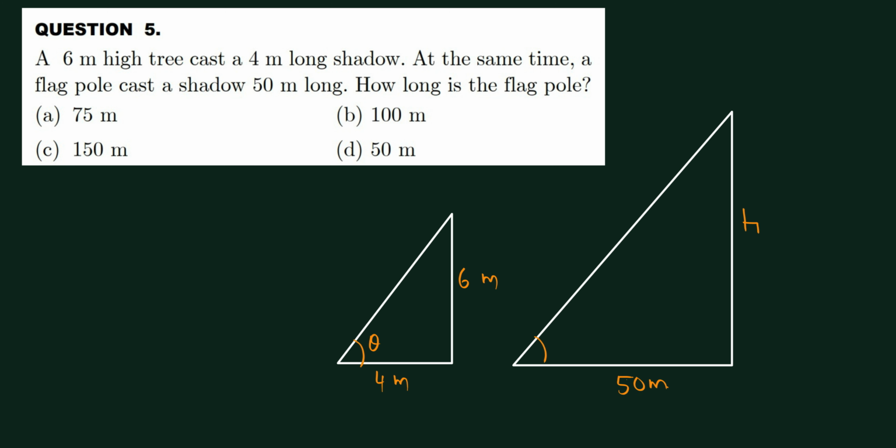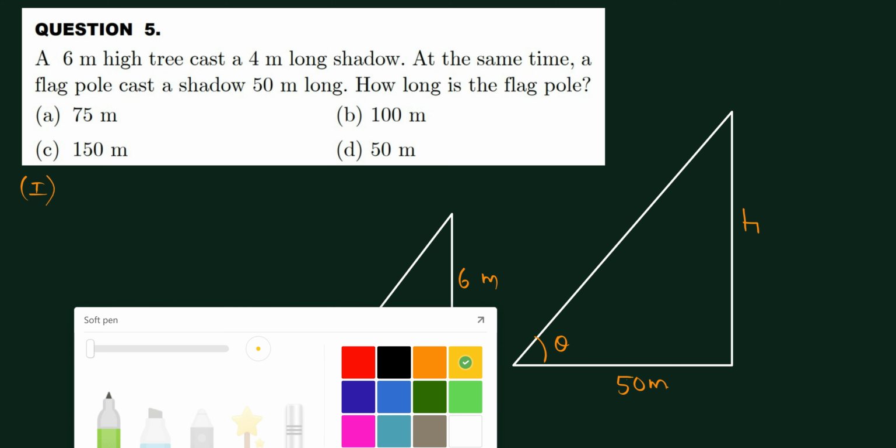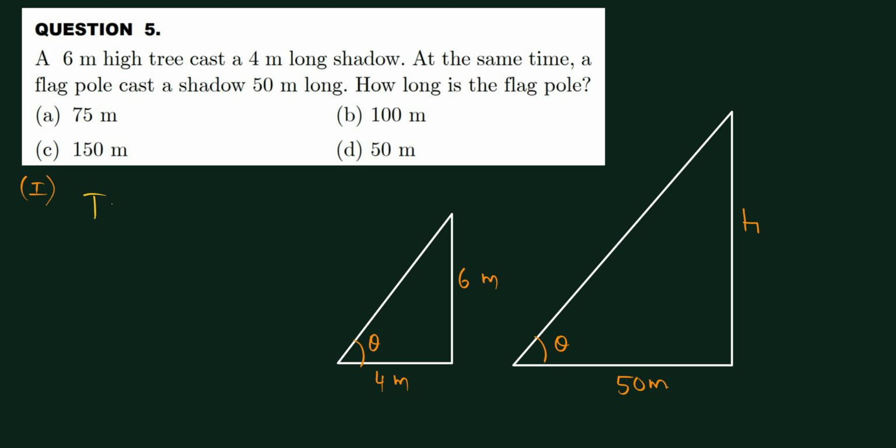Same time means the angle of elevation for both situations is the same. First you find the tan theta here, and the same tan theta you apply in the second situation. In the first situation, when you consider the tree, what is tan theta? Tan theta equal to opposite by adjacent. Your opposite is 6, adjacent is 4. 6 by 4 is how much? That is 3 by 2. Tan theta equal to 3 by 2.